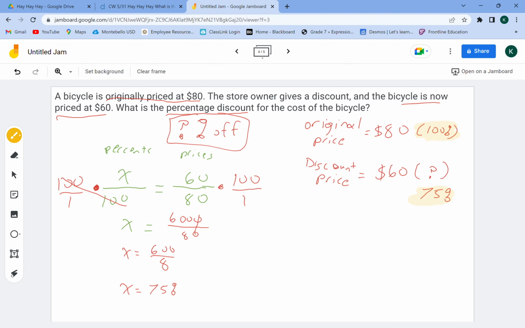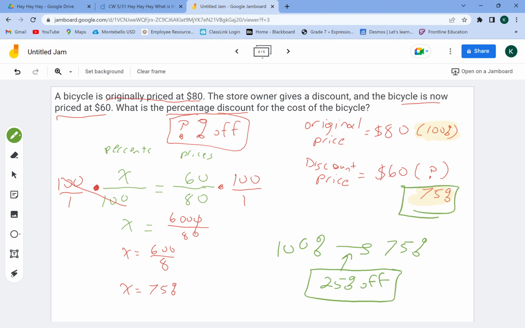So what happened was that since you went from 100 to 75, you went from 100% to 75%. That means that you had 25% off. So this is the discounted price. It was 25% off because you only paid 75% of the original price. So this is one method you can use to do it.